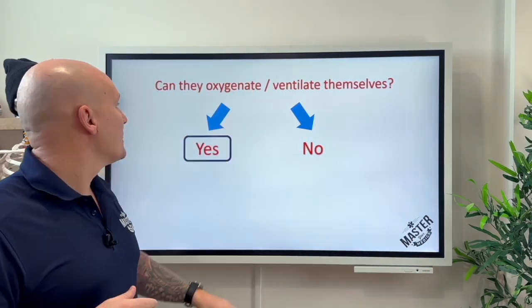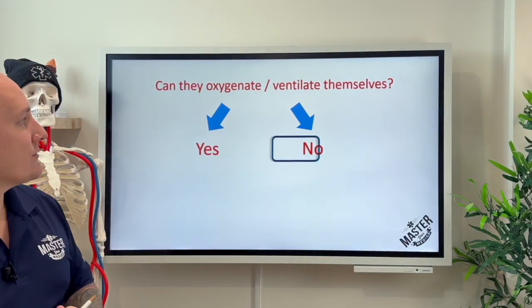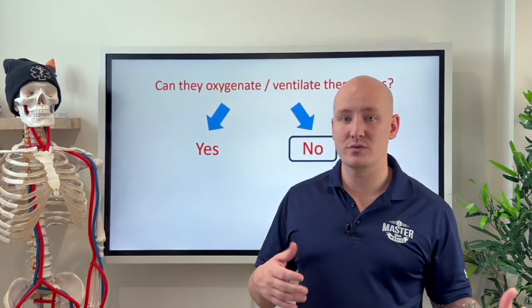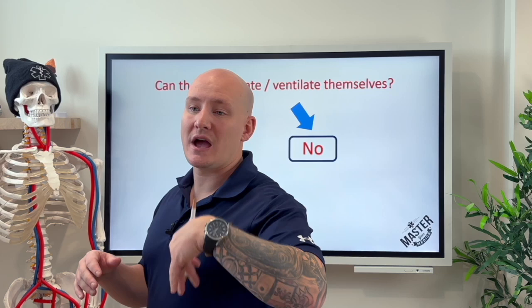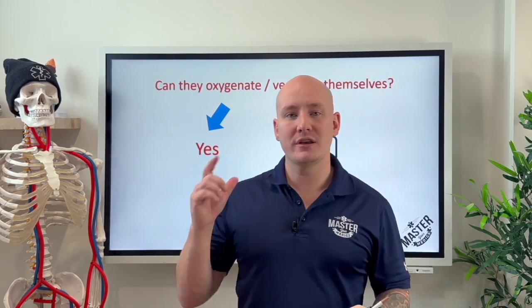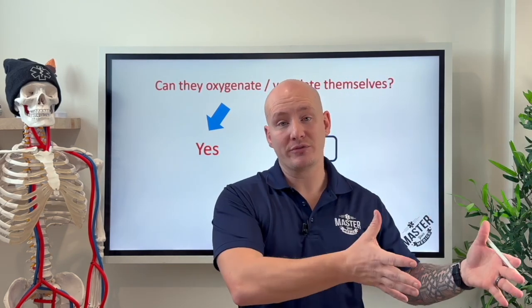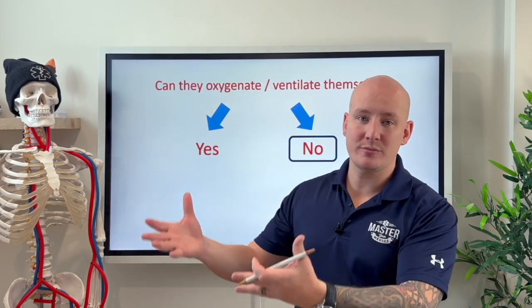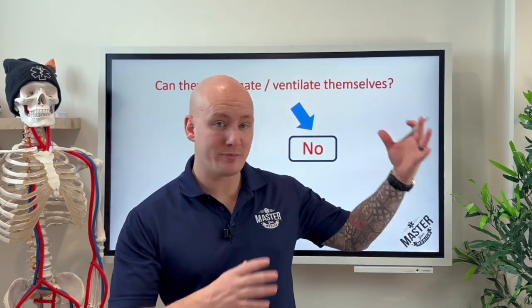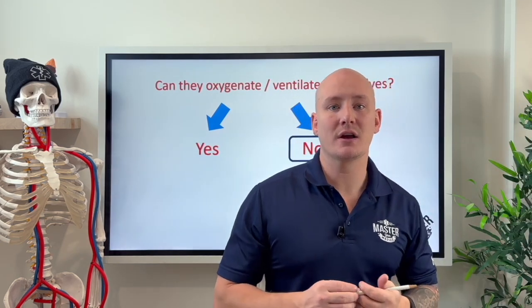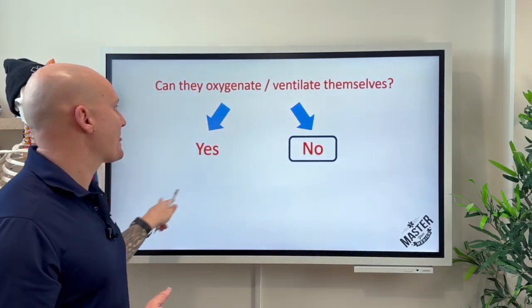If, however, they are not able to oxygenate or ventilate themselves, then we need to intervene with mechanical ventilation with a BVM and making sure that we have high flow oxygen on this patient. So that would be the first question: how do we treat hypoxia? Well, we need to first identify if they can help themselves or if we need to help them. If they can't help themselves, we use a BVM. If they can help themselves by oxygenating and ventilating themselves, we're going to assist with that by giving a non-rebreather.